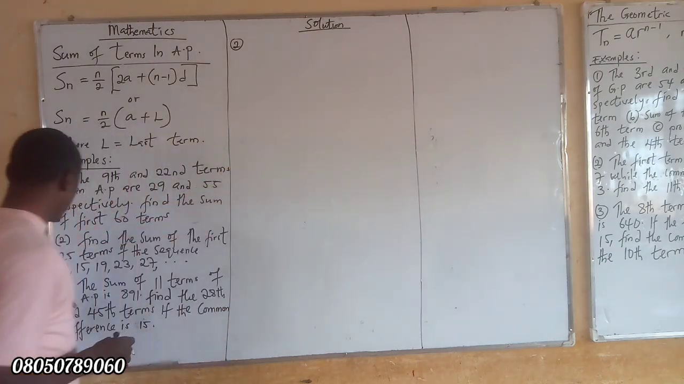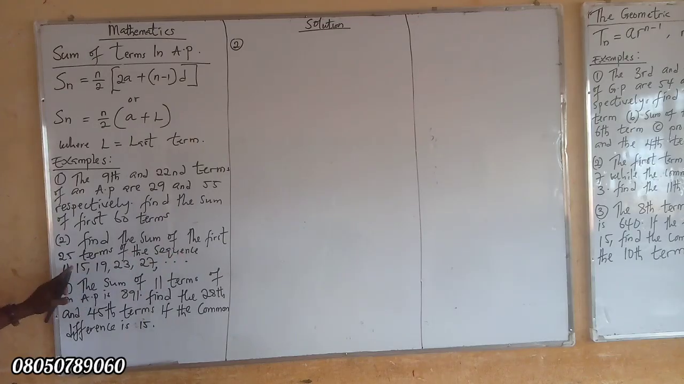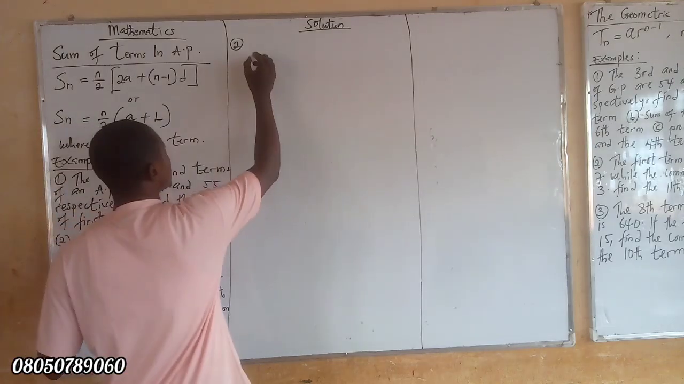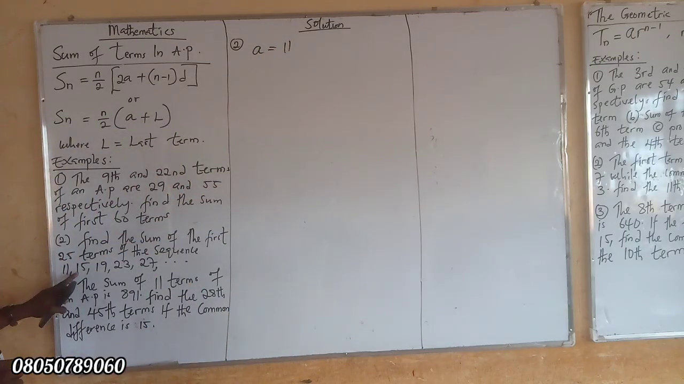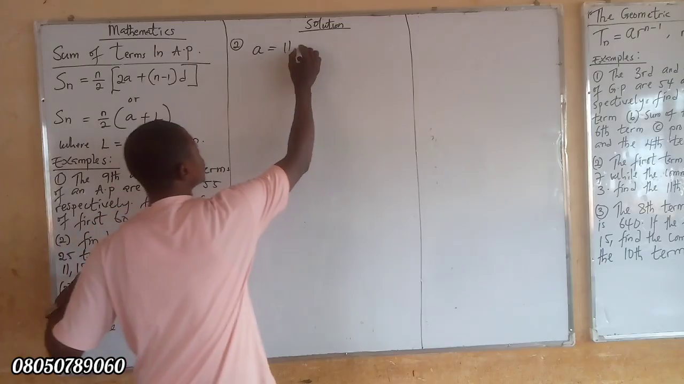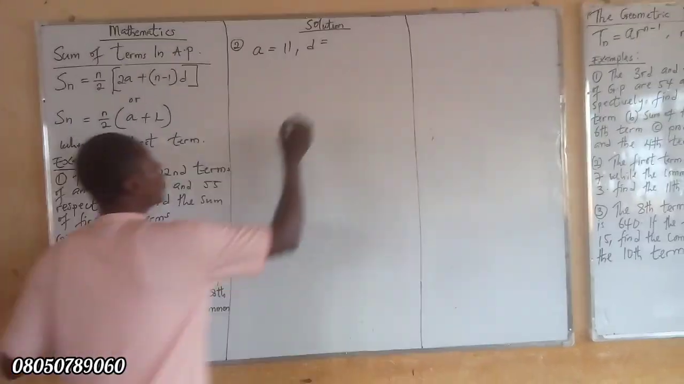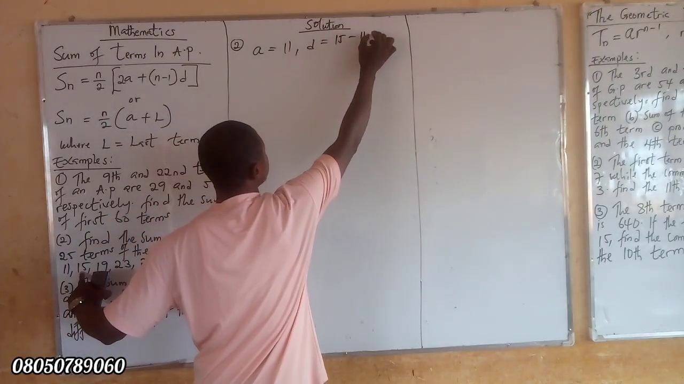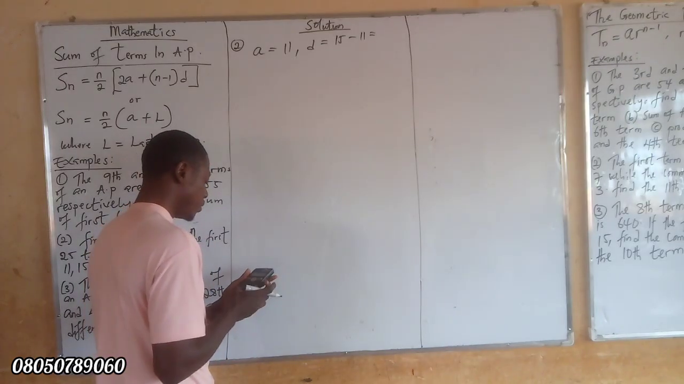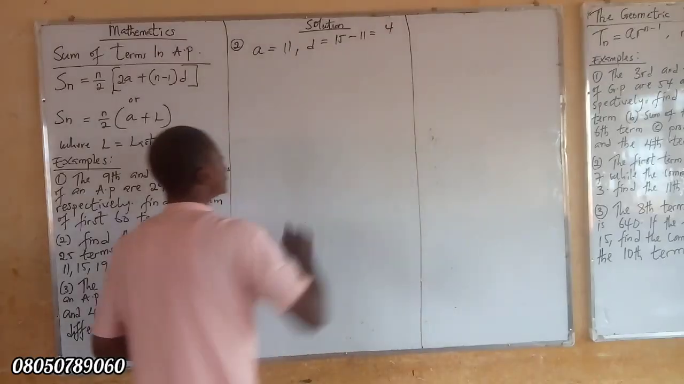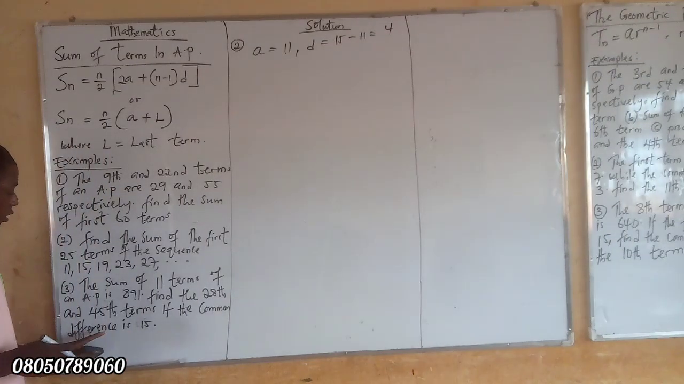Question number 2. The question says find the sum of the first 25 terms of the sequence. The sequence is given: 11, 15, 19, 23, and 27. So first of all, from this sequence, our a is 11. That is the first term. And then the common difference, which is d, will be equal to the second term minus the first term, which is 15 minus 11. 15 minus 11 gives us 4. That is our common difference.